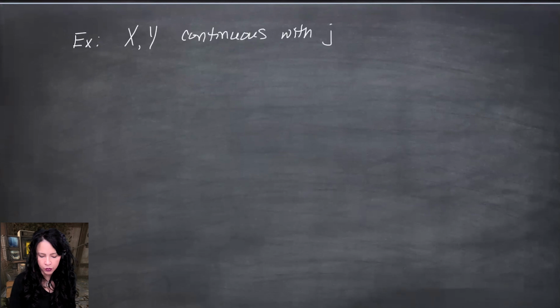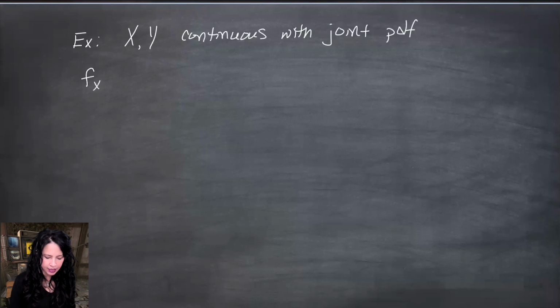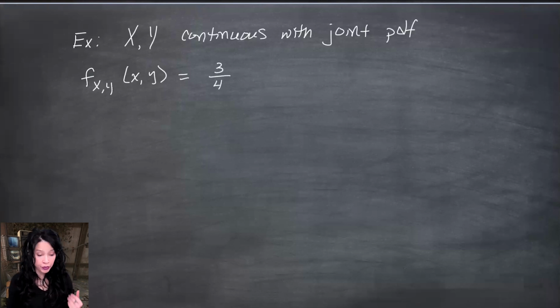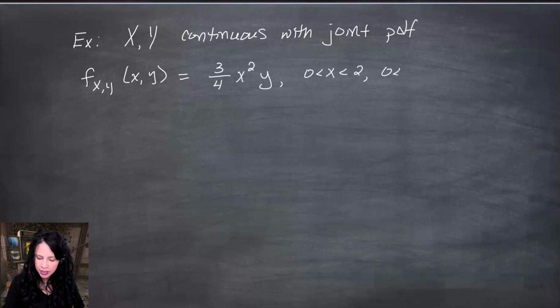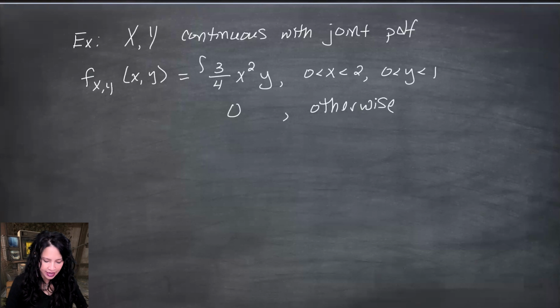So let's go into an example. Suppose that I have x and y continuous with joint PDF f sub xy of x and y, and it's going to be, just for my example, 3/4 x squared y, as long as x is between 0 and 2 and y is between 0 and 1, and it's going to be 0 otherwise. And yes, we can and will use indicators to say this.